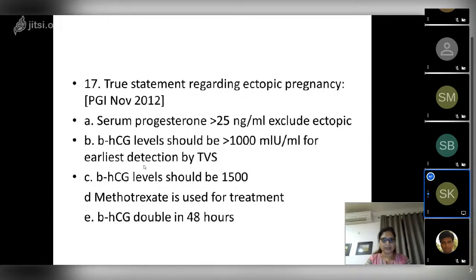Now, the next one, D: methotrexate is used for the treatment. Is it used or not?